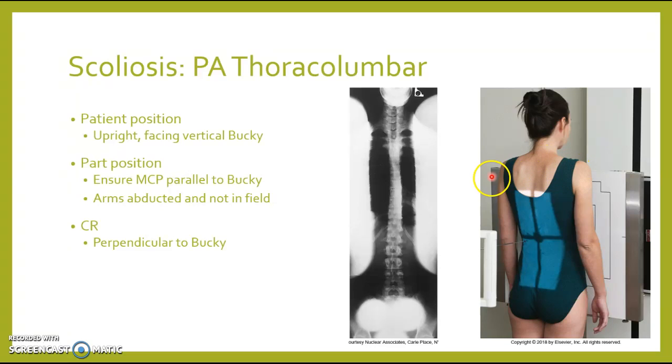In this image of our patient, a true scoliosis imaging will be completed to include the cervical spine through the hips, and your cassette will be about twice the size of your normal 17-inch image receptor. So this demonstrates how the patient will be positioned. However, your collimated field will be larger. So your patient is upright facing your bucky, ensuring that the mid-coronal plane is parallel to the bucky. Arms are at their side and you're centering perpendicular to the bucky.